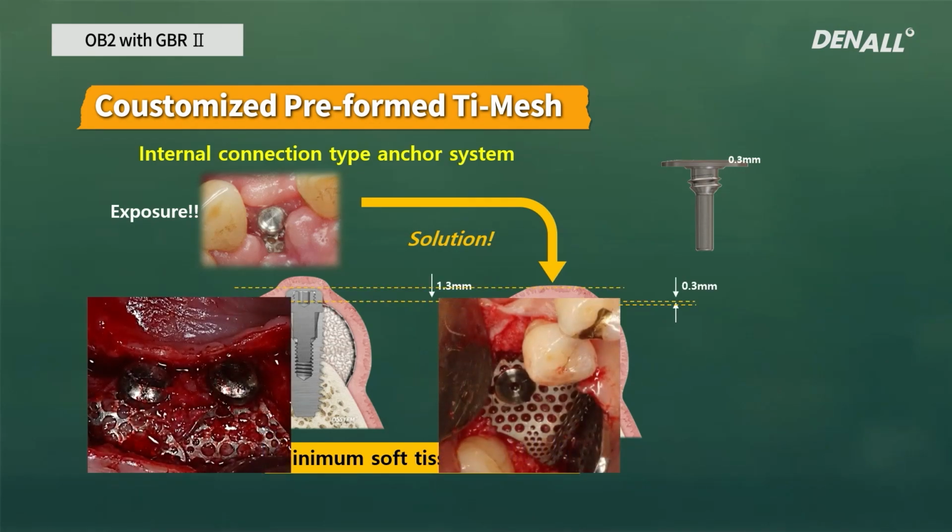Let's look at clinical situation. It's different. On the right is external connection type anchor and the cover cap that is compatible with it. On the right is the internal connection type anchor and the cover cap that has been connected. You can see that the protruding area is significantly different.